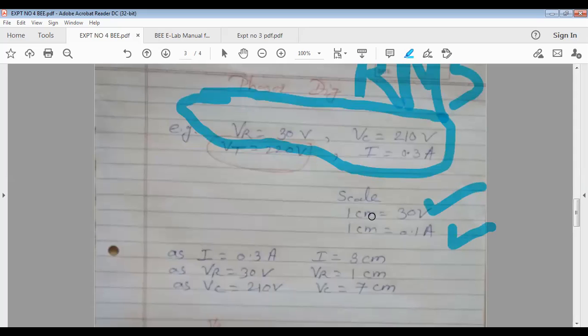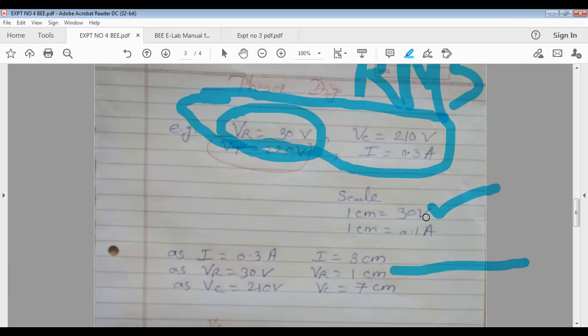This is the scale I am selecting. You can select a different scale; you have to decide based on your readings. For voltage, 1 centimeter is equal to 30 volt, and for current, 0.1 ampere is equal to 1 centimeter. Now see the scale for voltage, and VR is 30 volt. So VR will be how much centimeter? Speak loudly so that I can hear you. 1 centimeter. Correct.